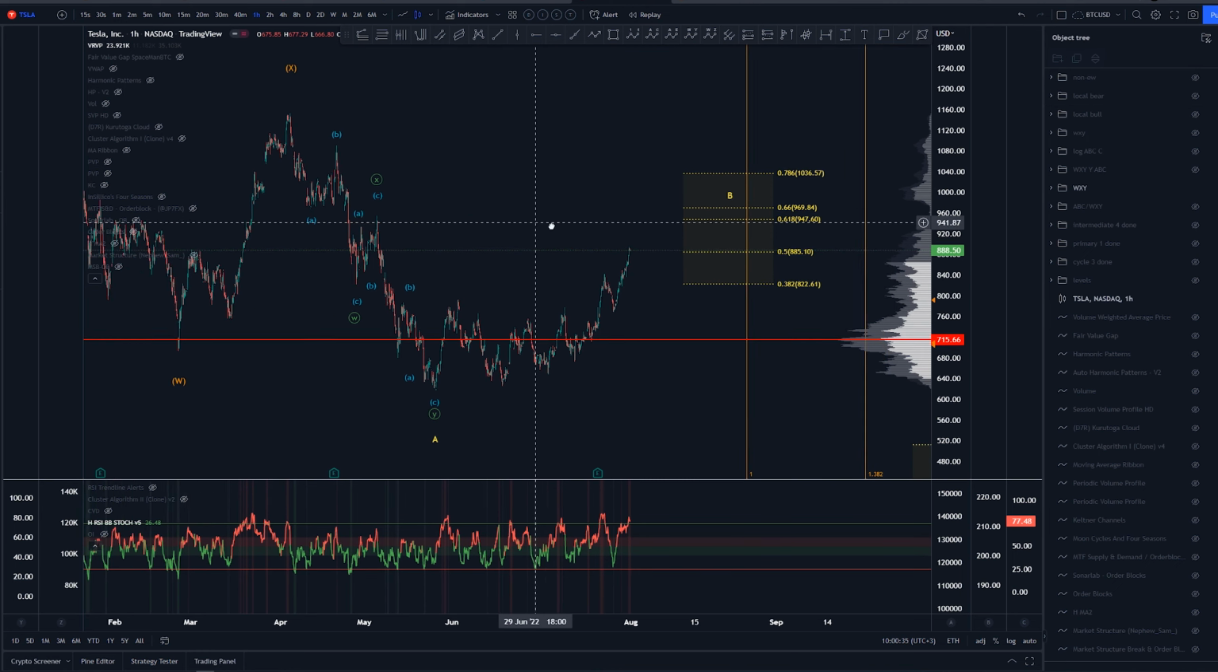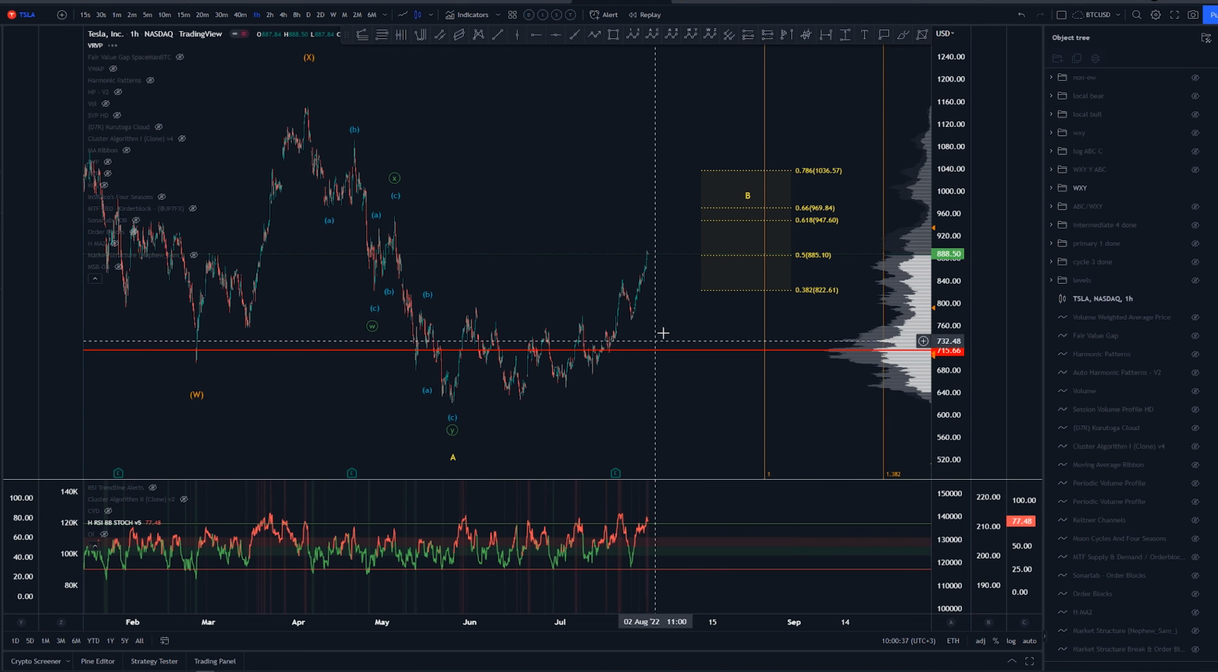I'm still going to be updating the counts, but be wary of this asset. If you have some good looking counts, let me know in the Discord, because I definitely want to see them here on Tesla. These are not very good looking for me.